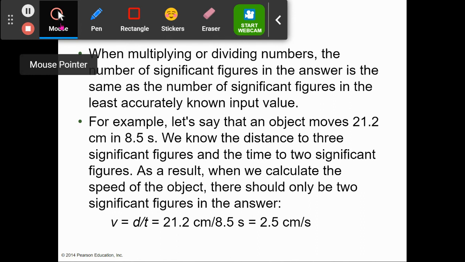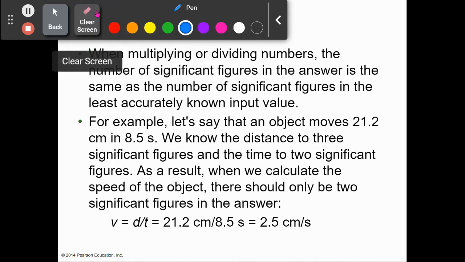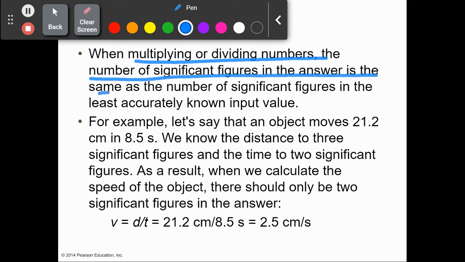All right, so now we're going to look at the rules for using these significant digits. When multiplying or dividing numbers, the number of significant figures in the answer is the same as the number of significant figures in the least accurate value. So if I were multiplying or dividing 2 numbers together, let's make up 2 numbers. Well, they did one for us down here. So we'll use this one as our example.